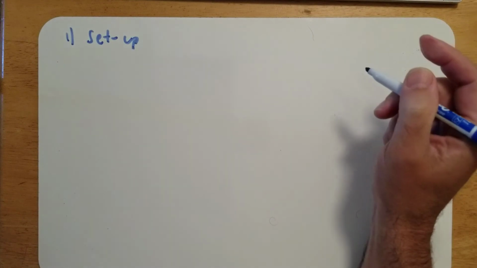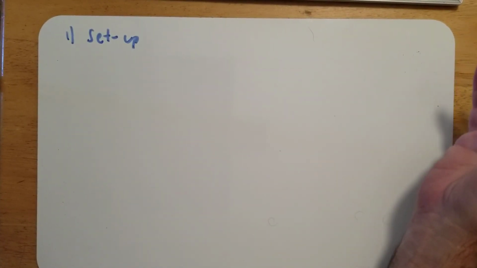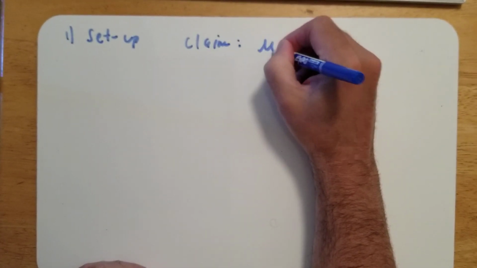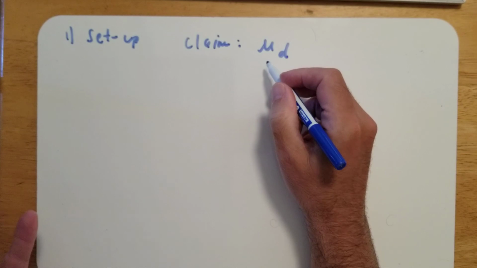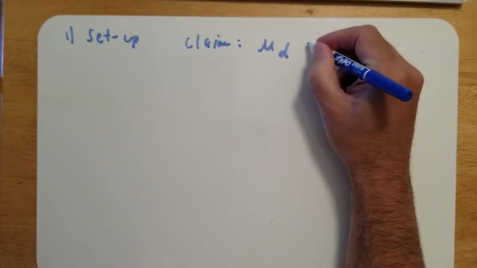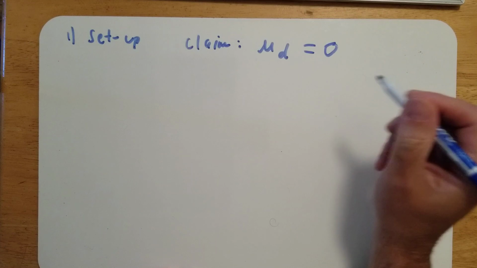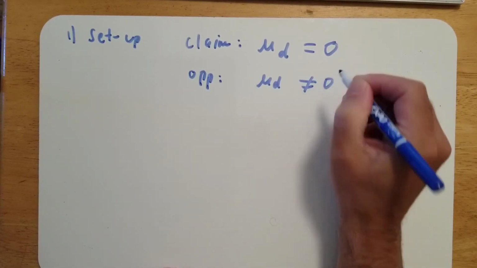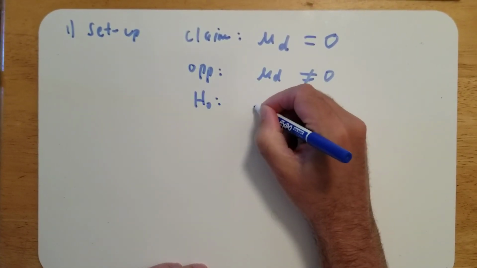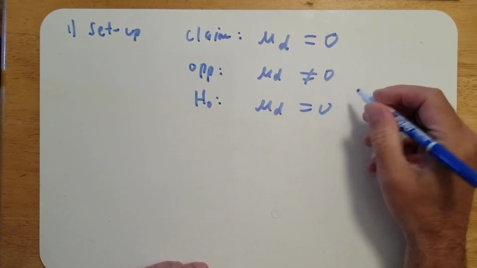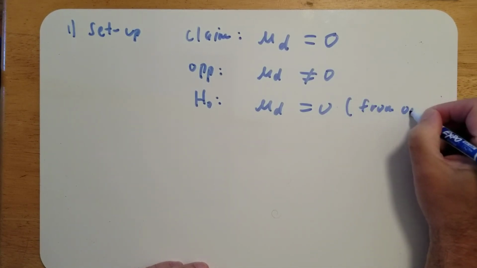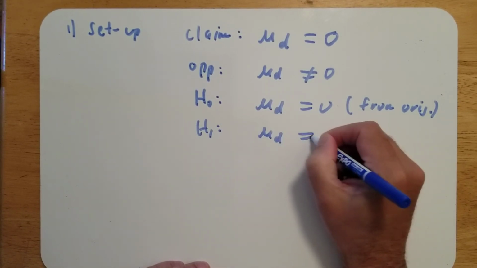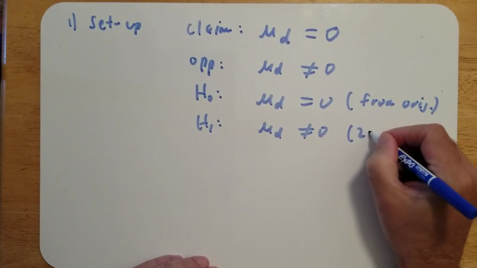And since we're testing the claim that these populations have the same mean, the claim is that mu sub d stands for the difference in the population means. If they're the same, then mu sub d would be 0. The opposite is that mu sub d is not 0. The null hypothesis is mu sub d equals 0, which is from the original claim. And the alternate hypothesis is mu sub d is not 0, which makes for a two-tailed test.